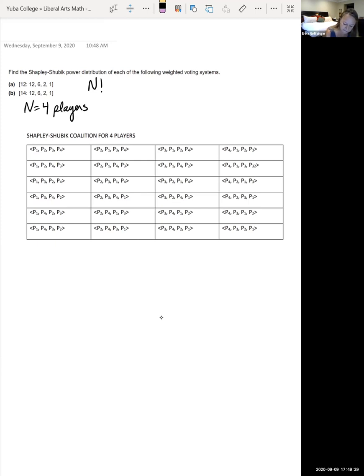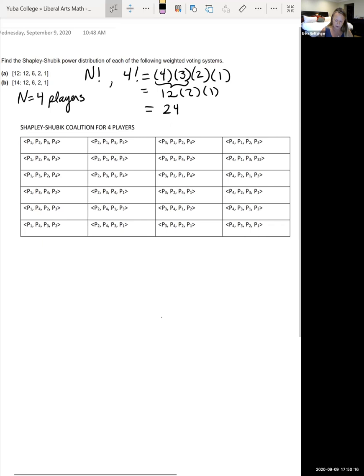So if we looked at 4 factorial, I need to multiply 4 times 1 less than that, which is 3, times 1 less than that, which is 2, times 1 less than that, which is 1. If I multiply this out, 4 times 3 is 12, times 2 is 24, and 24 times 1 is 24. So there's 24 different possibilities of writing these all out.